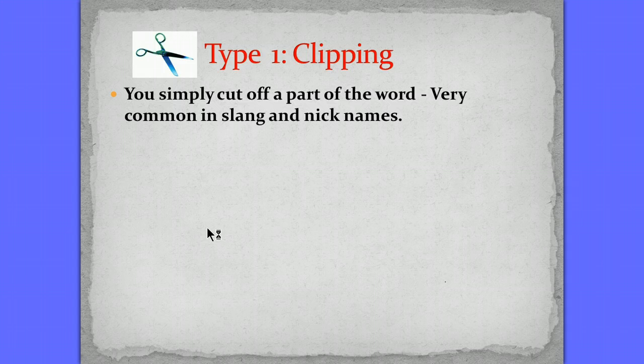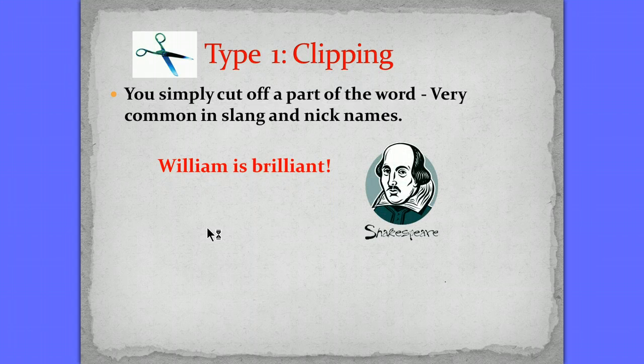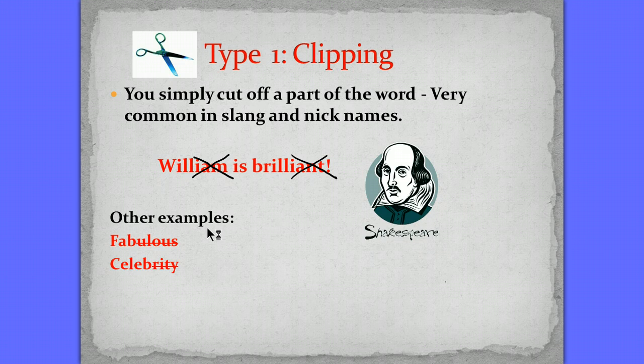It's to simply cut off a part of a word, very common in slang and nicknames. For example, you could say William is brilliant about William Shakespeare, but you can also clip, like Will is Brill. There you have it. Other examples: fab for fabulous, celeb for celebrities, text for text messages, and blog. It used to be called weblog, now it's called blog. Okay.